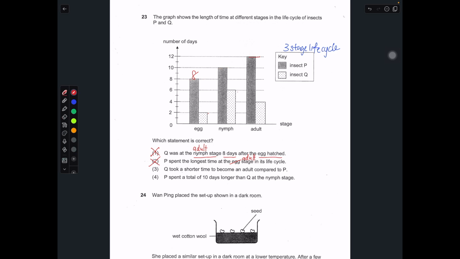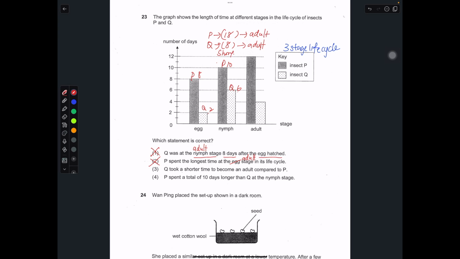Okay, so let us move on to number 3. Q took a shorter time to become an adult compared to P. So I will put down P and Q. If we were to combine them, right? 8 plus 8 plus 10. So P took 18 days to become an adult. How about Q? Q took 2 plus 6, so it's 8 days to become an adult. In fact, then this is correct.